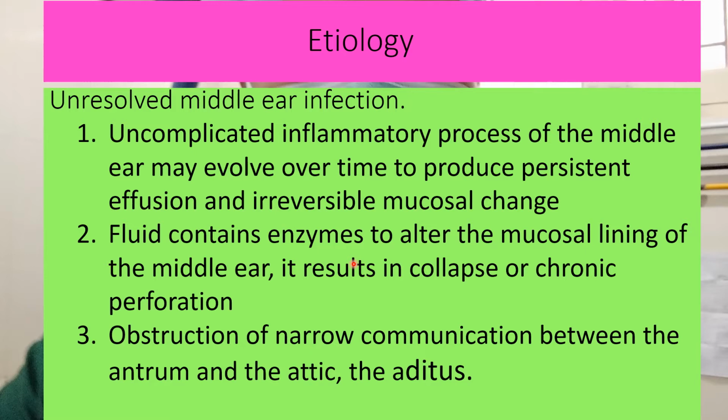Third is obstruction of narrow communication between antrum and attic. There are two A's. One is antrum, another attic. And then there is a communication between the two, and that is aditus. So when this aditus is blocked, there is narrow communication between this, and it may result in the formation of cholesteatoma, in the formation of chronic suppurative otitis media. So this is unresolved middle layer infection. So what will happen in unresolved middle layer infection? There is inflammatory process, there is accumulation of fluid, and there is obstruction of aditus.